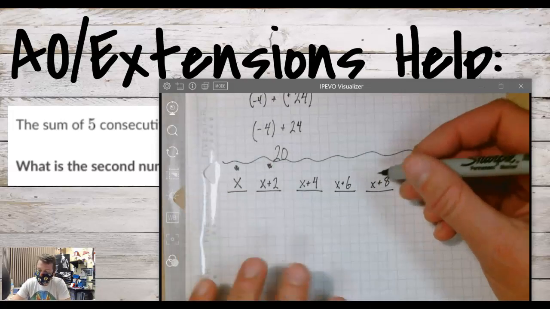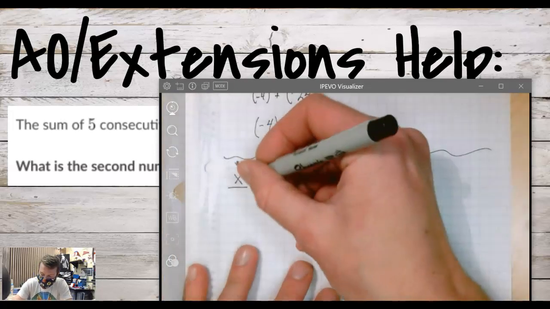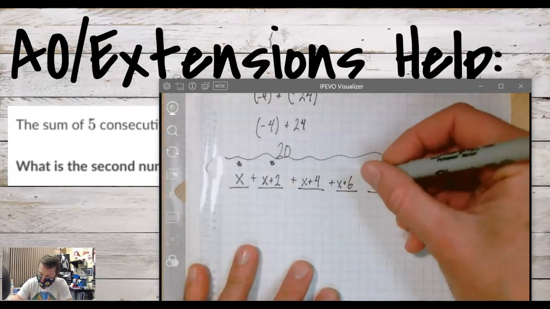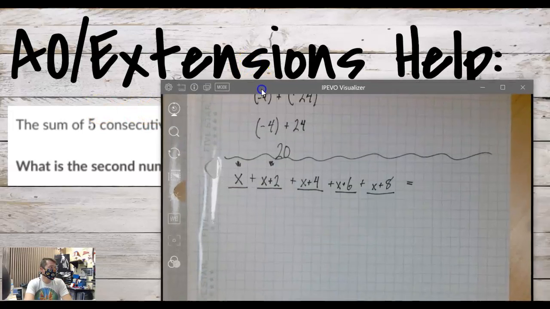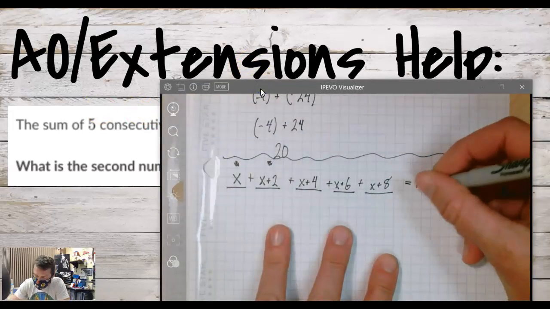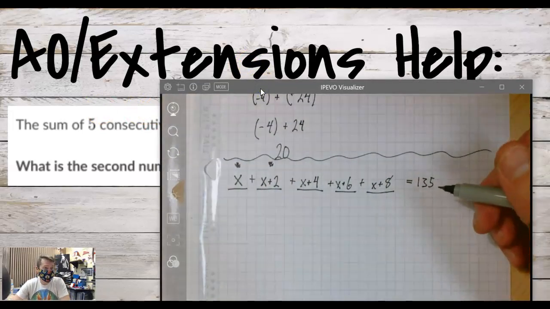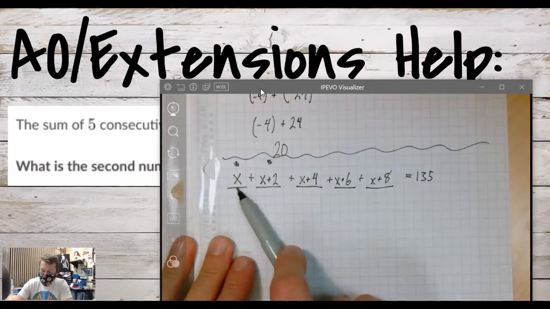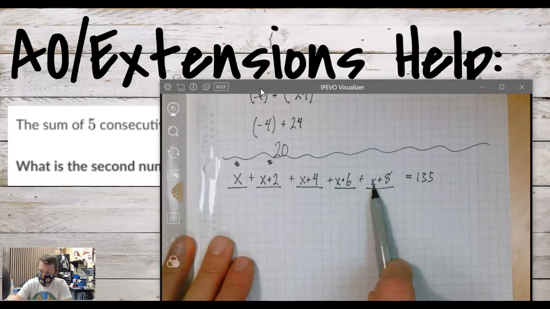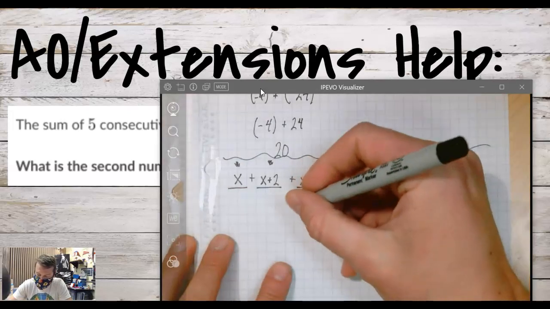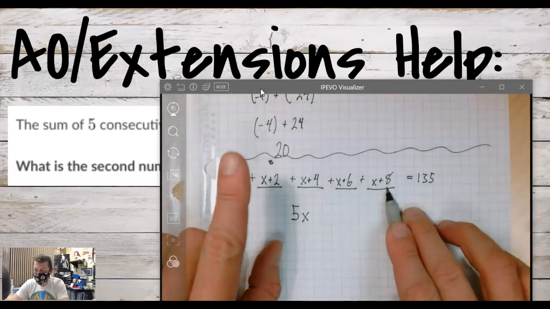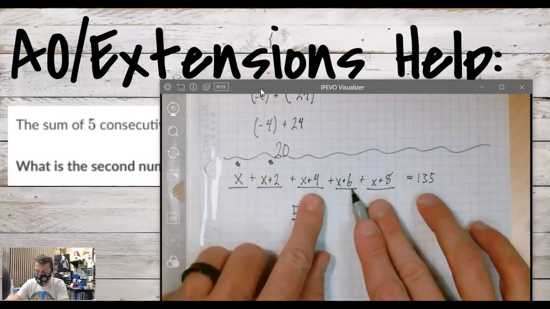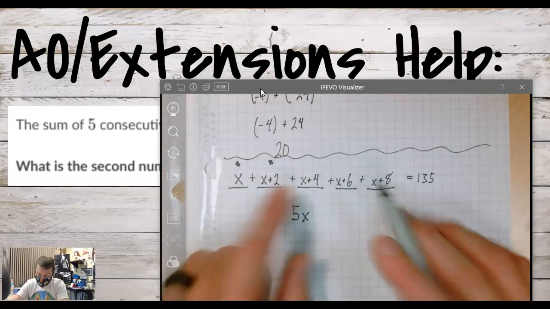So now they say the sum of all of these equals 135. This is just a big equation. We have 5 x's, so those combined as like terms would be 5x. 2 and 8 is 10. 4 and 6 is 10. So 20.